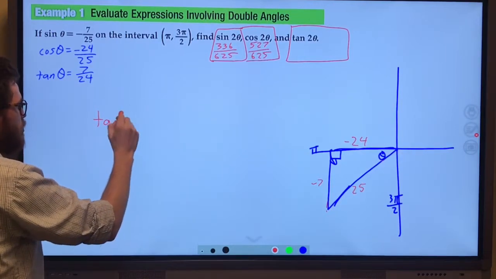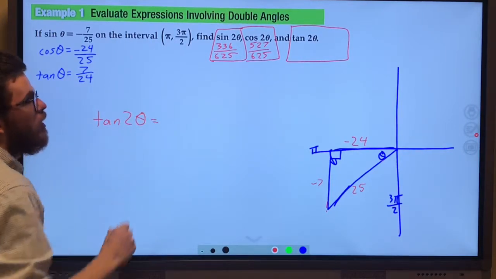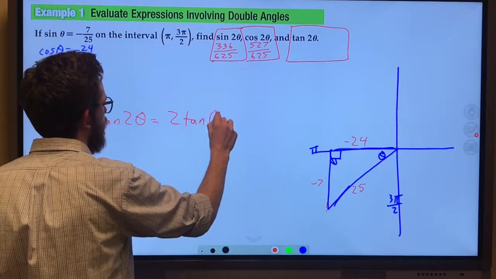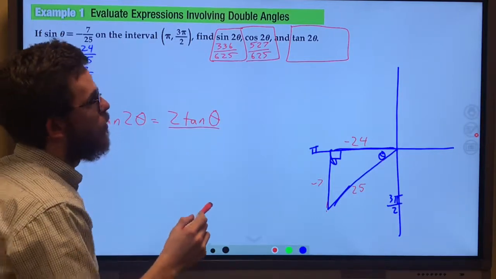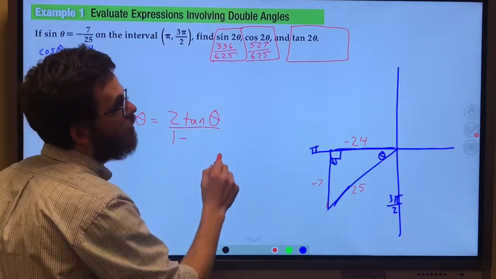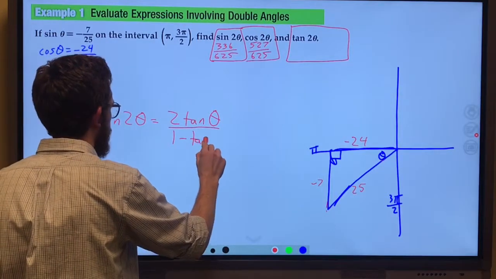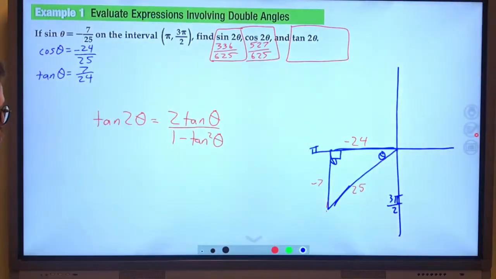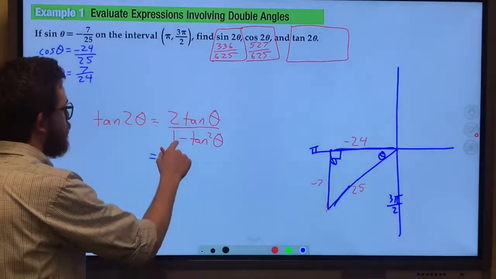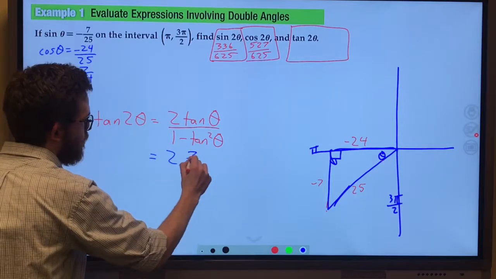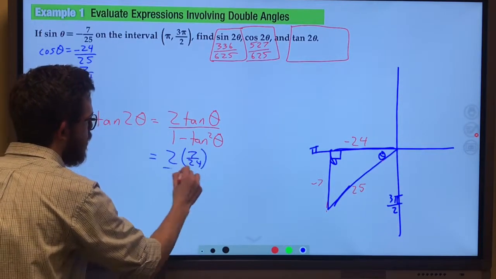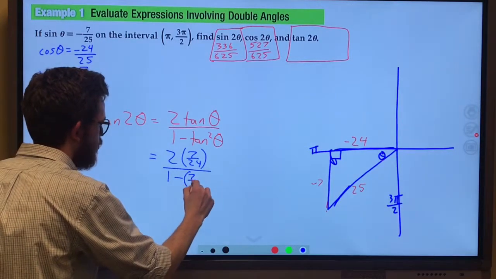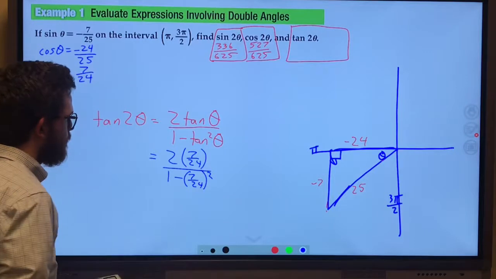tangent 2 theta. We do take 2 tangent theta over 1 minus tangent squared. And we just plug things in. Okay, we just plug them in. Because we know tangent of theta is 7 over 24. On the bottom we have 1 minus 7 over 24 squared.